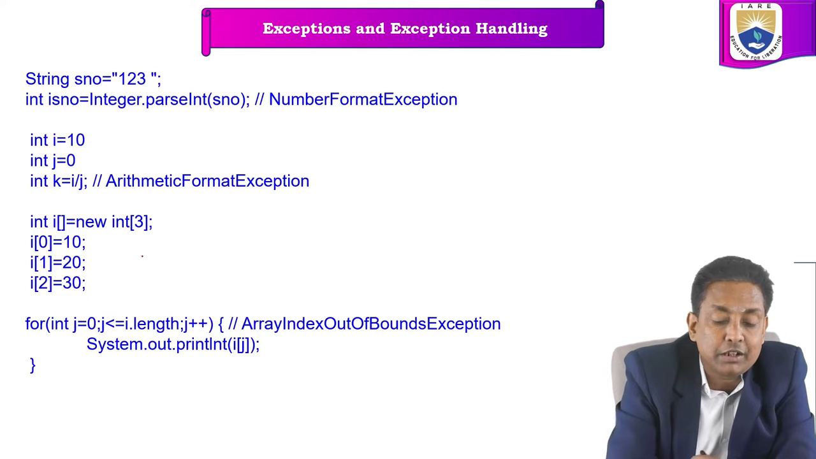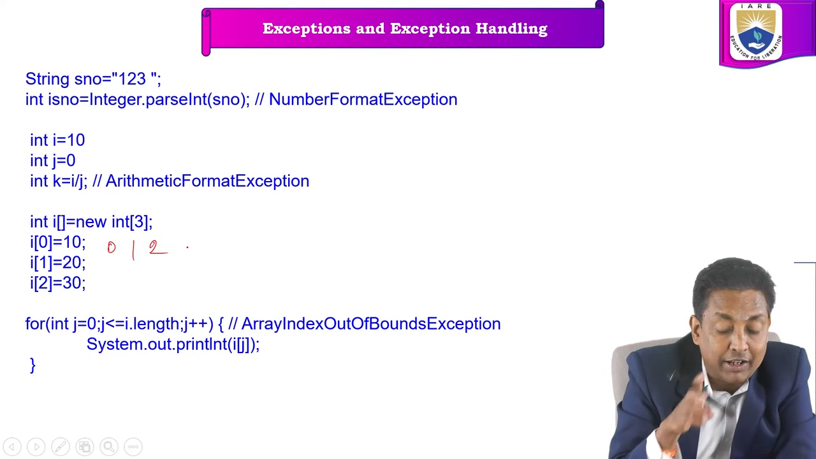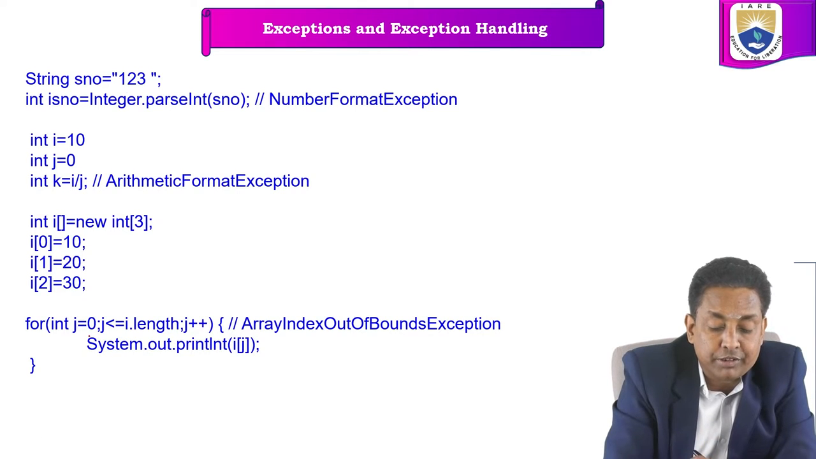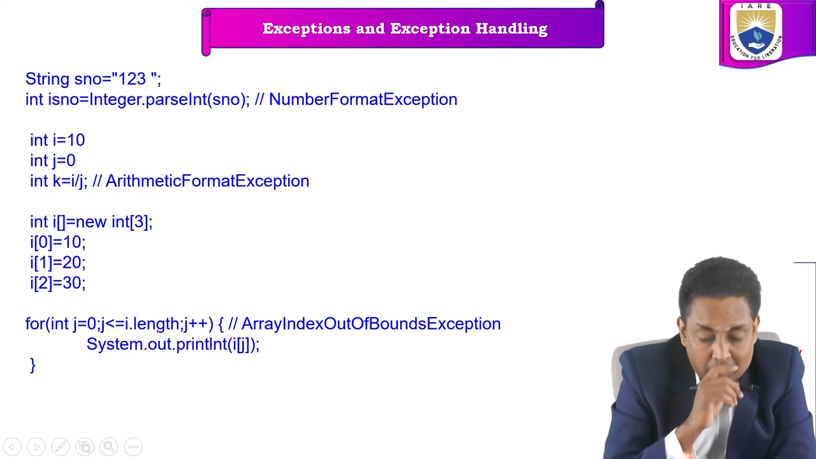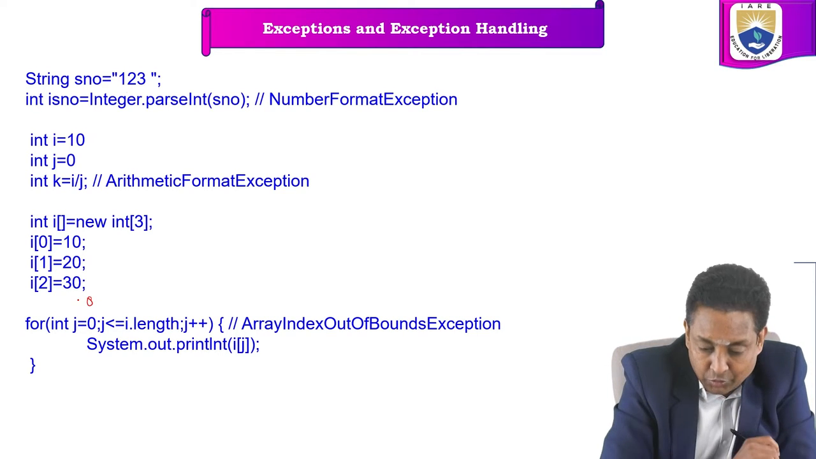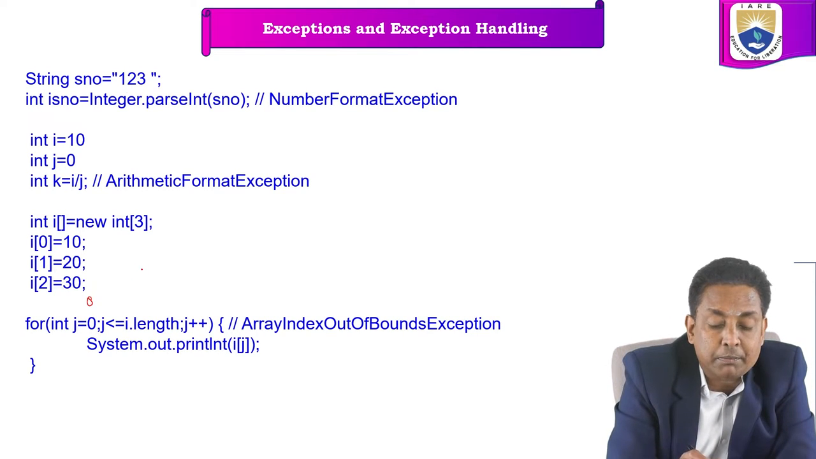Integer array size is 3: indexes 0, 1, 2. It's okay, the values are assigned. 3 means 0, 1, 2 indexes, 3 values. But in the for loop, for j is equal to 0, j is less than or equal to i.length, and j is starting from 0. j is going up to i.length, which means 3, less than or equal to.